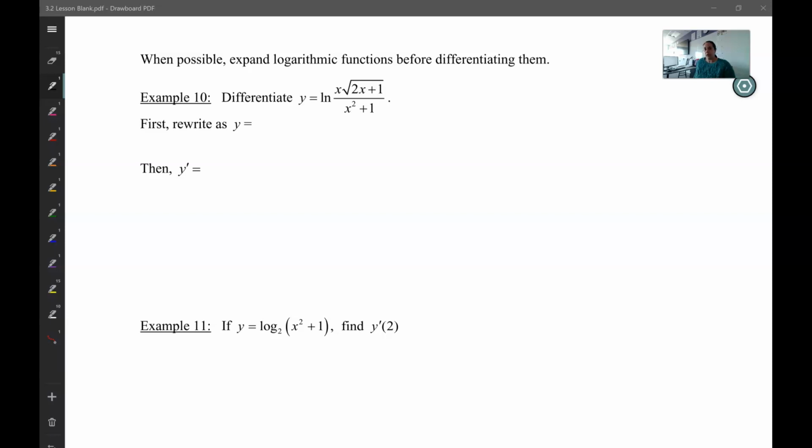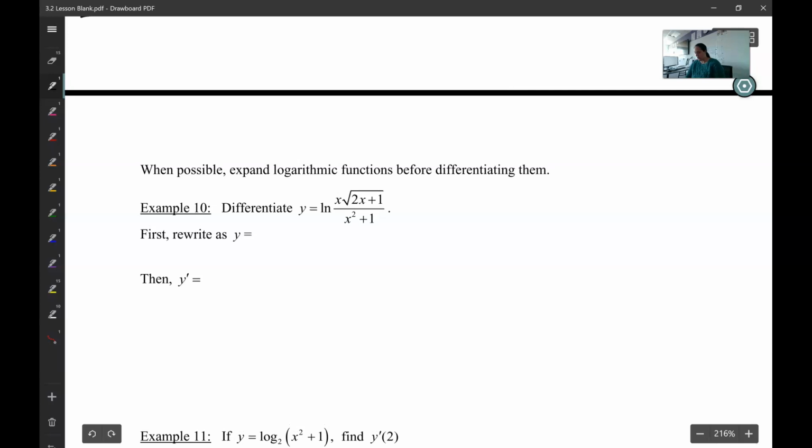One last thing when talking about derivatives of logarithms. You'll remember at the beginning of the year we talked about the logarithmic rules, which were, let's review them up here at the top. If I'm multiplying, then I can expand over addition. If I'm dividing, then I can expand with subtraction.